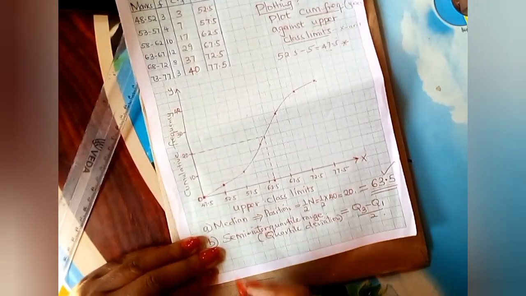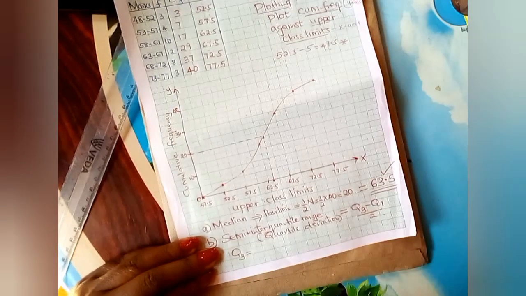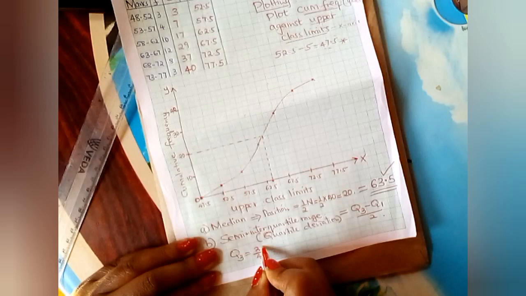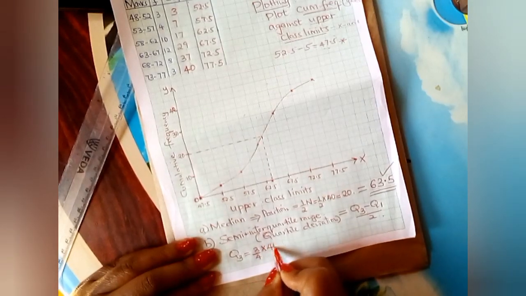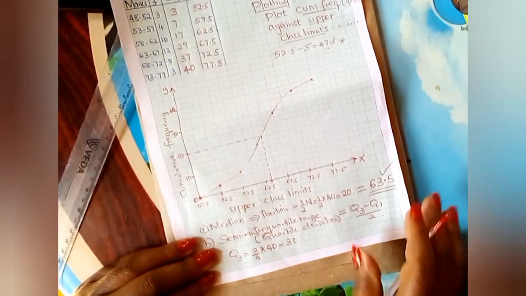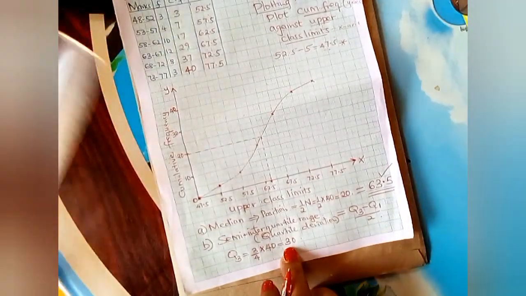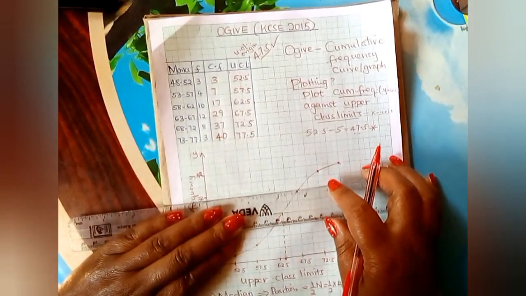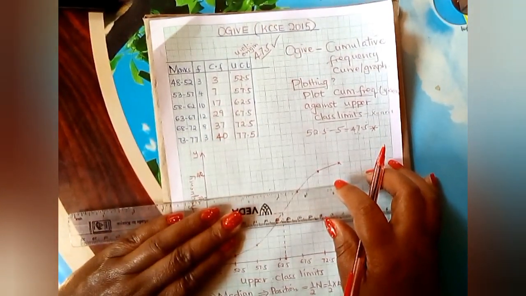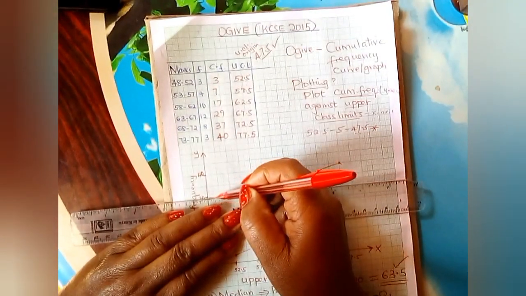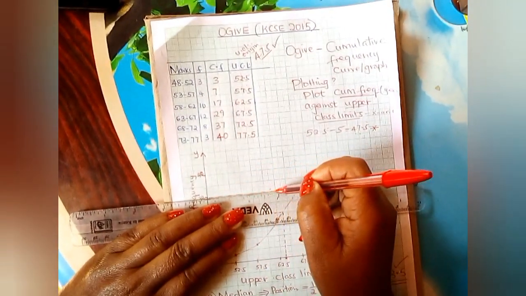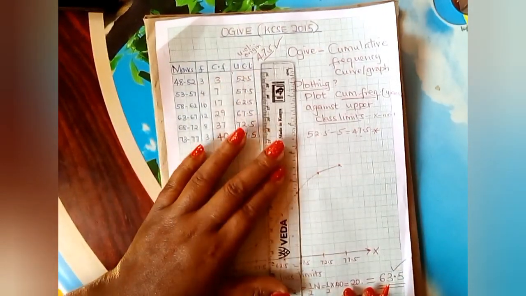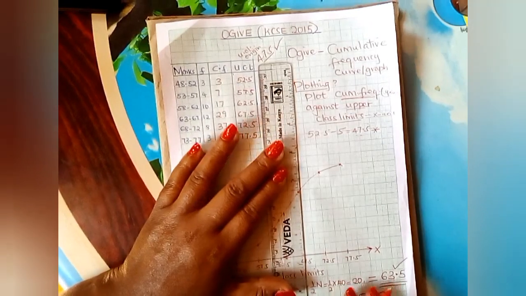And therefore, learner, what is your Q3? Your Q3 lies on position 3 over 4 of n, and our n here is 40, and therefore this gives you the 30th position. You go to the cumulative frequency 30, there we are. Again, you do what we have just done with the median. You draw a broken line here accurately, learner, like that. Once you touch the curve, you then move downwards accurately.